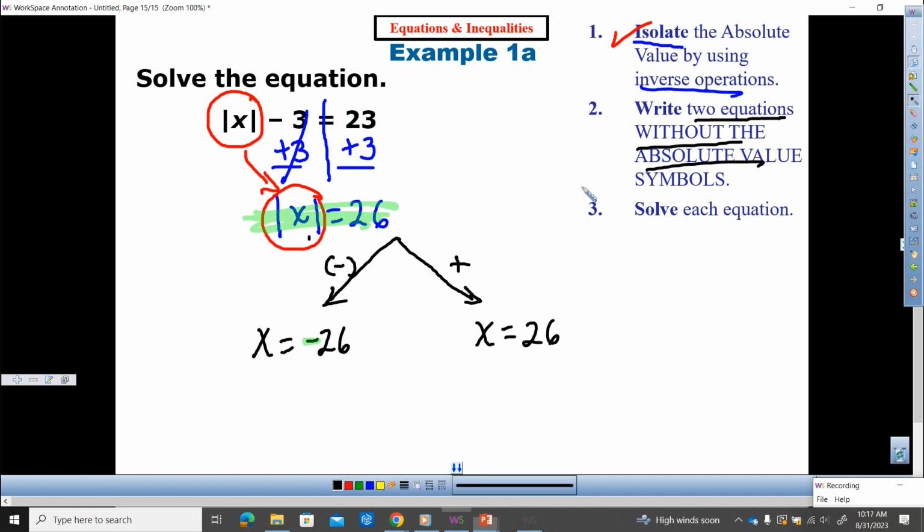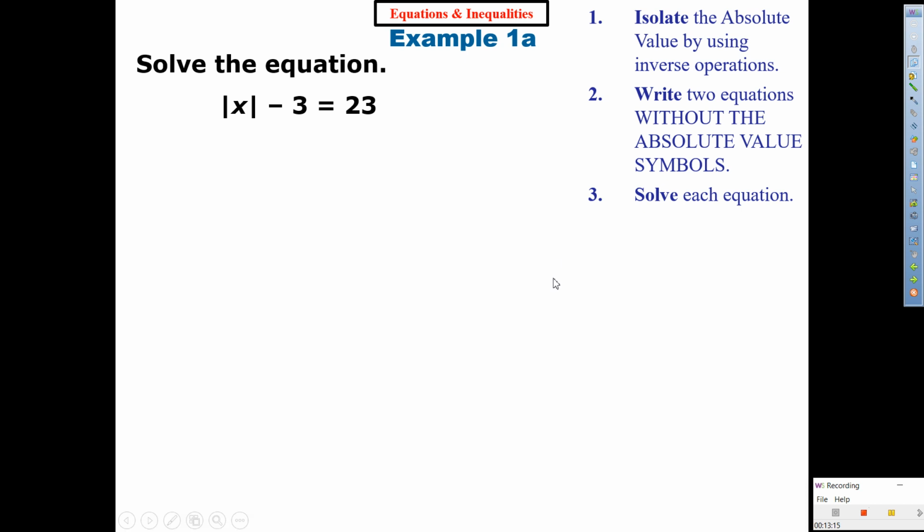All right? From 1 to 5, how comfortable are you up to right there? Okay. All right. Okay, copy this next one, please. Example 1b. It says, solve the equation 8 equals absolute value of x minus 2.5.